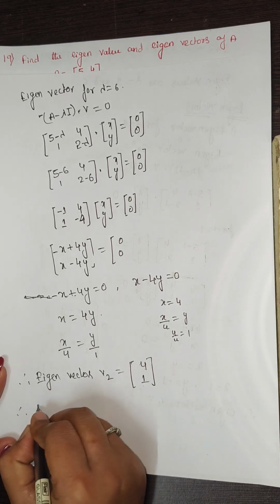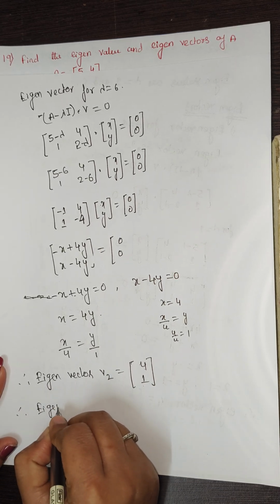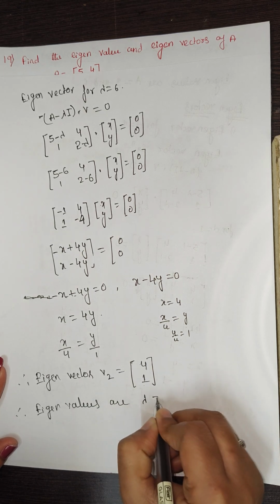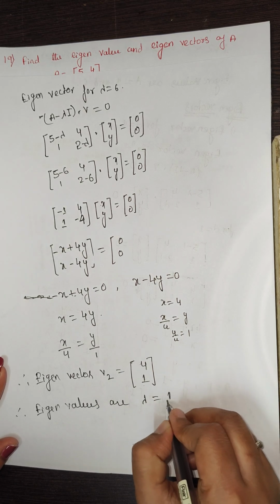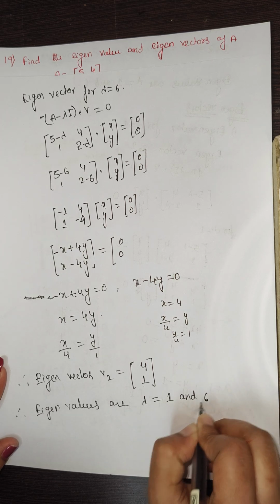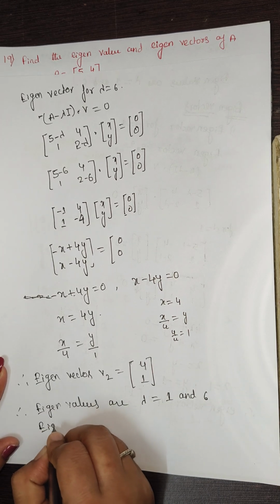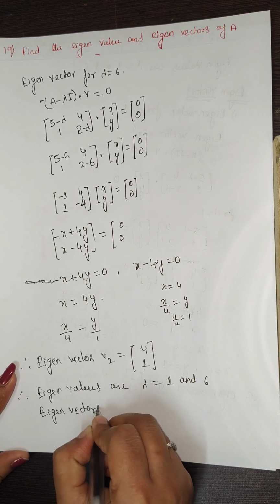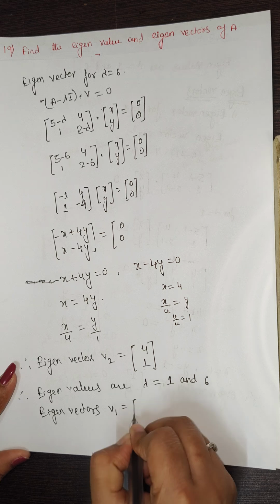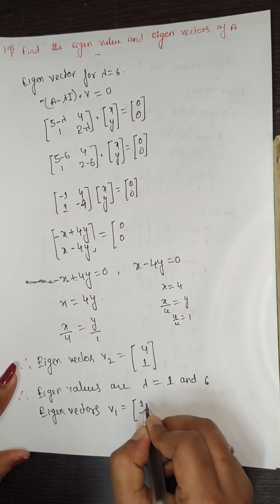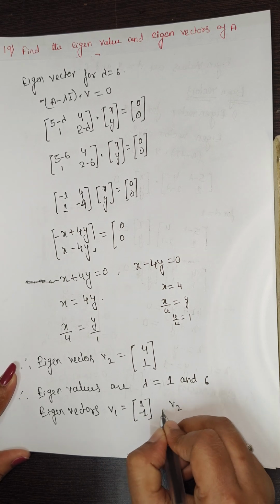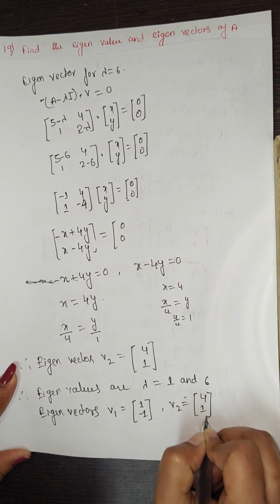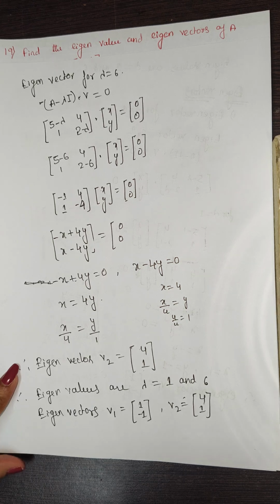Therefore, what are the eigenvalues? Eigenvalues are lambda equals 1 and 6, and the eigenvectors are v1 equals 1, minus 1, and v2 equals 4, 1. Okay, hope all of you understood this one.